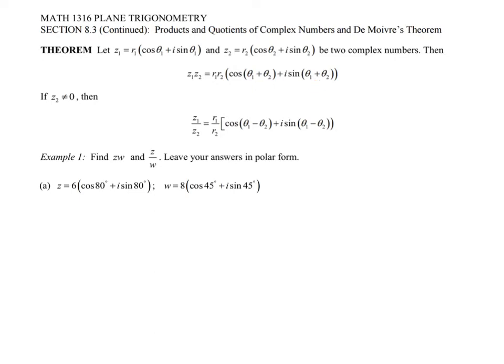And then if I'm dividing z1 divided by z2, I'm going to divide r1 by r2, and then I'm going to subtract theta 1 minus theta 2, and theta 1 minus theta 2.